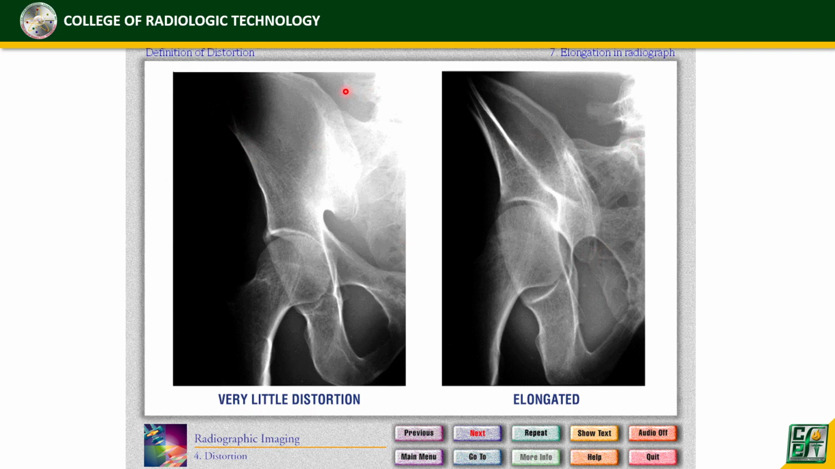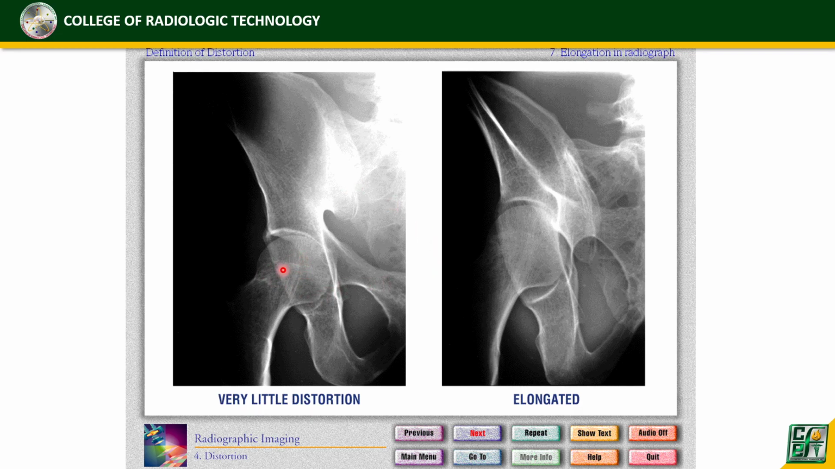Okay, so, ito example. Okay? This is the normal na itsura ng hip. Okay, kalahati ng hip. Ito, nagkaroon ng angulation. So, nagkaroon ng elongation. Humaba siya. Nagkaroon ng distortion. Di ba? Oh, compare mo ito dito. Dito yun. Okay?